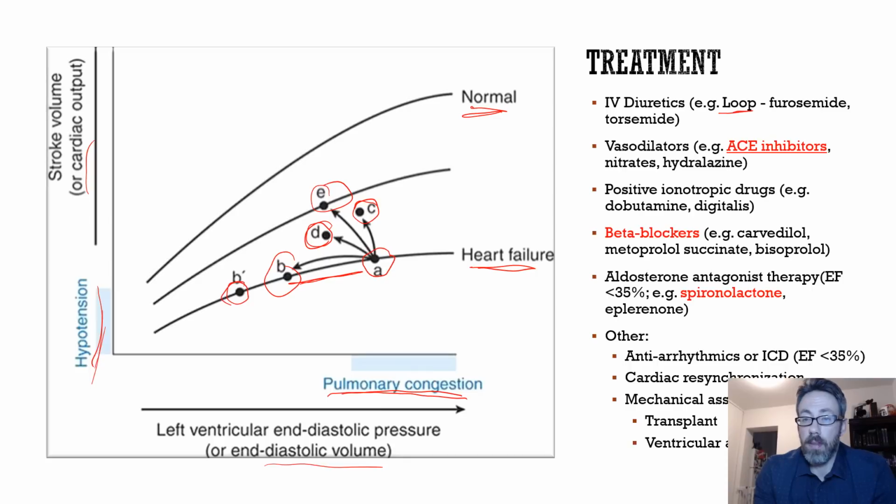Now a positive inotropic, so if I wanted to contract better, like at point C, which we talked about, dobutamine, digitalis, but they're not going to decrease mortality, but will improve the cardiac output. Beta blockers. Now this may seem counterintuitive because beta blockers are non-inotropic. They're actually going to decrease inotropy, decrease contractility. They do actually reduce mortality.